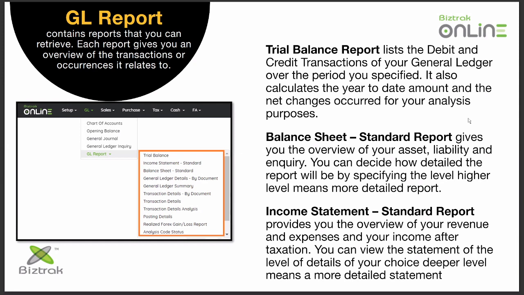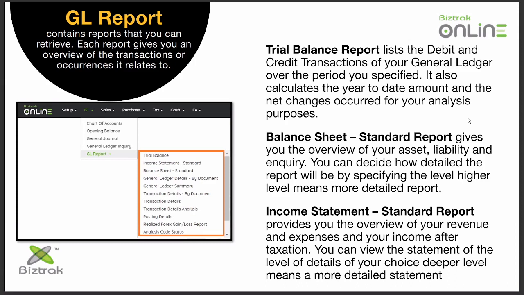For example, if you want to see the total debit and credit amounts from 1st January 2023 until 31st December 2023, you can specify the dates in the criteria section. Later I will show you how to key in the date. And then we have the balance sheet, which gives you an overview of your assets, liabilities, and equity. You can decide how detailed the report will be by specifying the level. A higher level means a more detailed report. So in our balance sheet report, you can specify the level of the report.